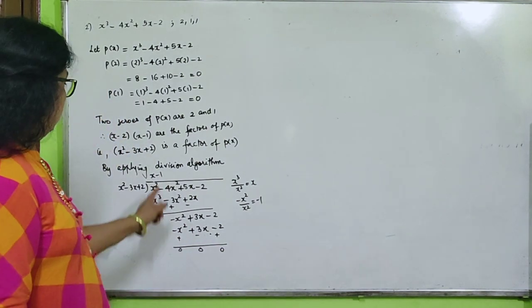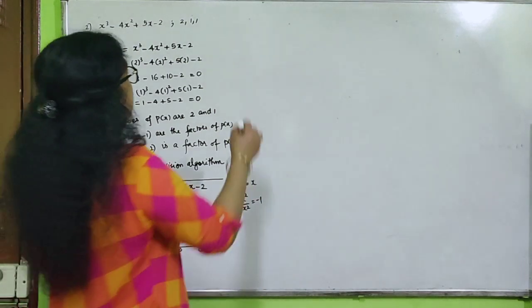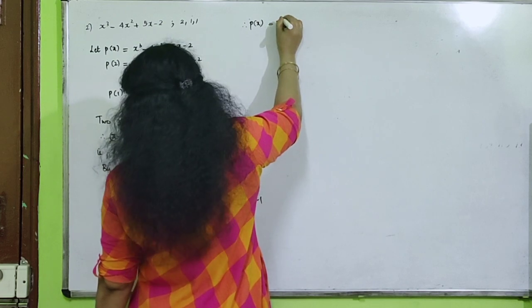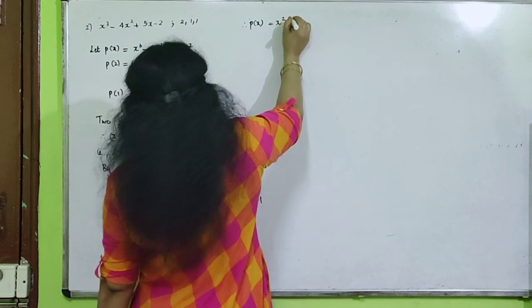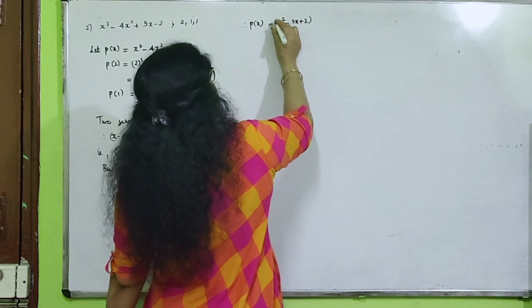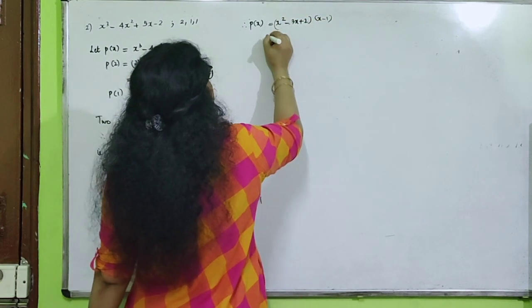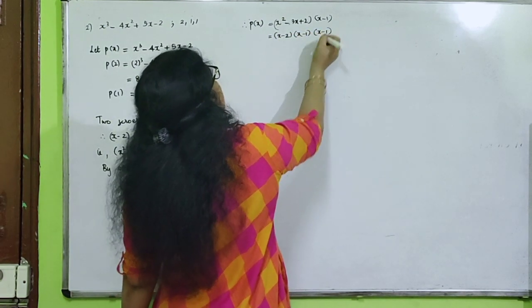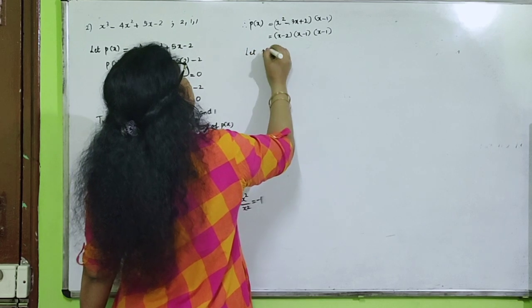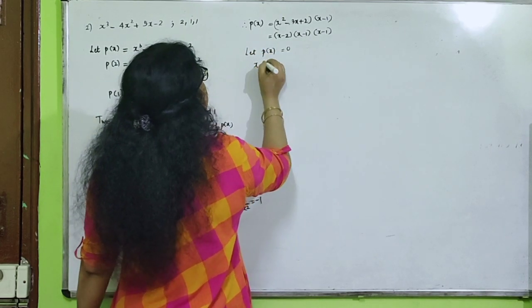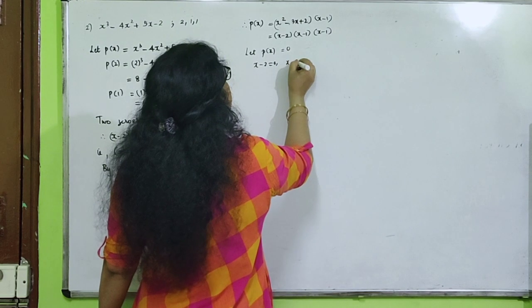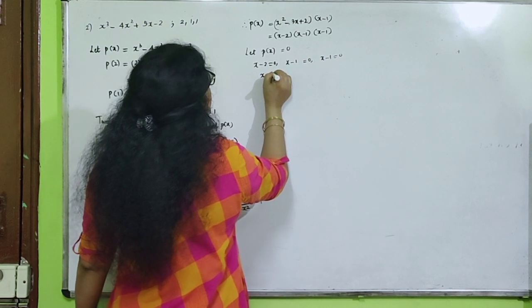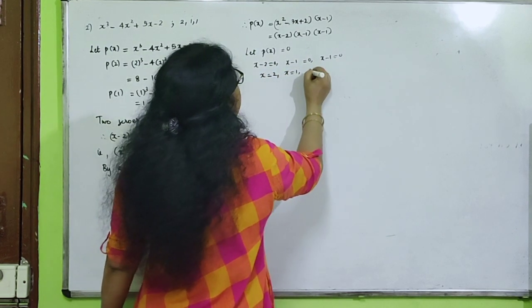Everything cancels. So x minus 1 we can write. Therefore P of x is equal to x square minus 3x plus 2 multiplied by x minus 1. This is the product of what? x minus 2 and x minus 1, into x minus 1. So let P of x equal 0. So x minus 2 equal to 0, x minus 1 equal to 0 and x minus 1 equal to 0. So x equal to 2, x equal to 1, x equal to 1.